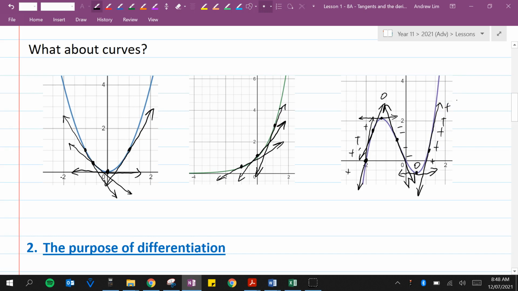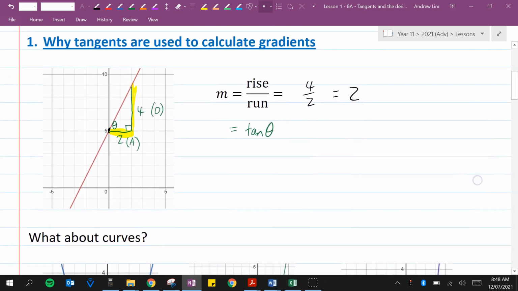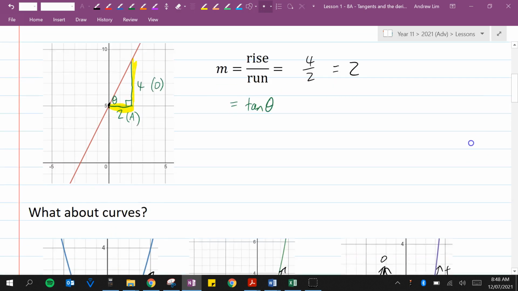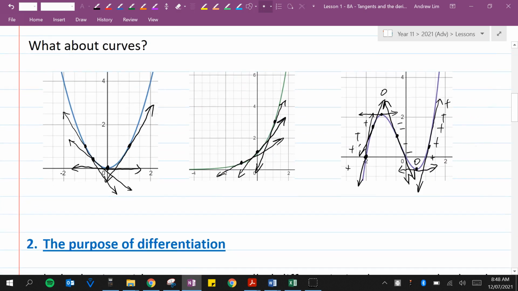So the main point of this is to remember, when we have a straight line, like up here, the gradient is constant. It's always the same no matter where along the line you want to find a gradient. You do rise over run. However, for curves, the gradient is not constant. It's always changing.